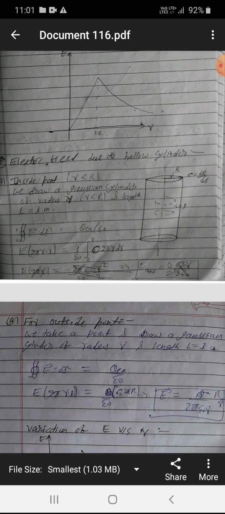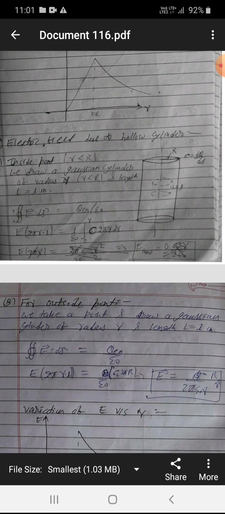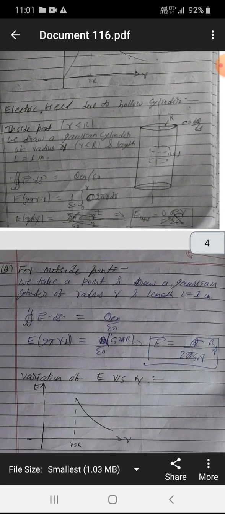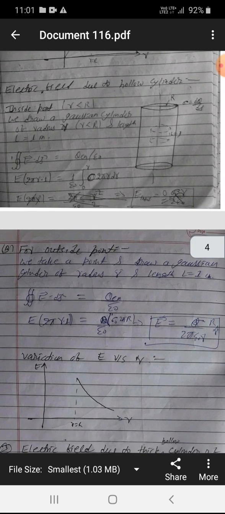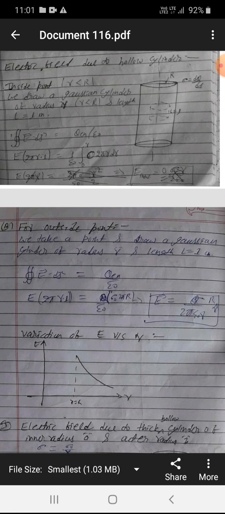In a similar way, we take a Gaussian cylinder of radius small r and length equal to 1, and applying Gauss law we get the double integral of E dot ds equal to q enclosed by epsilon naught. So E into 2 pi r into 1 equals 1 by epsilon naught integration from 0 to small r of 2 pi r dr. Here the charge density should be 0, since it is a hollow cylinder, so all the charge is on its surface and no charge is enclosed at an inside point. So the electric field at an inside point is equal to 0.